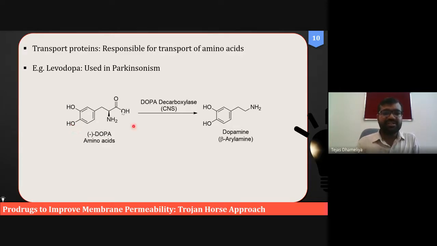But once it crosses the blood-brain barrier and enters the central nervous system, the brain and the spinal cord, there is an enzyme called dopa decarboxylase. This dopa decarboxylase will metabolize dihydroxyphenylalanine to dopamine. And thus we will be able to maintain the level of dopamine, the beta-arylamine, in the central nervous system. So friends, this way we can utilize levodopa, a kind of prodrug, in Parkinsonism for this purpose, right?